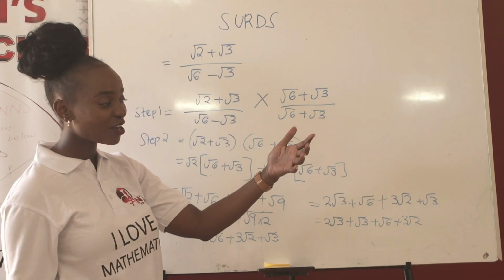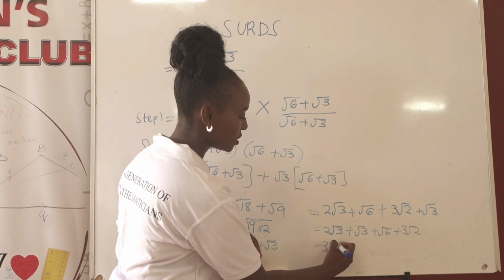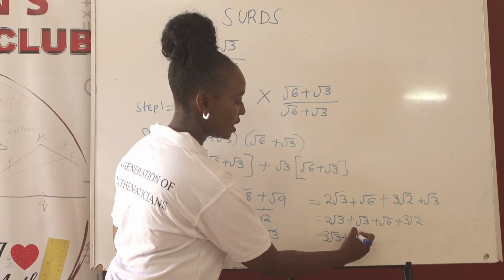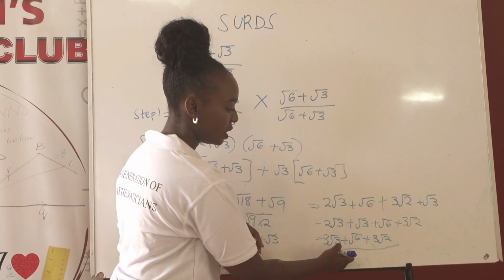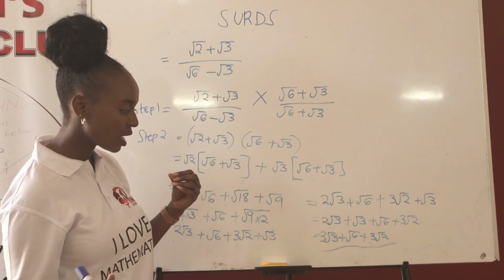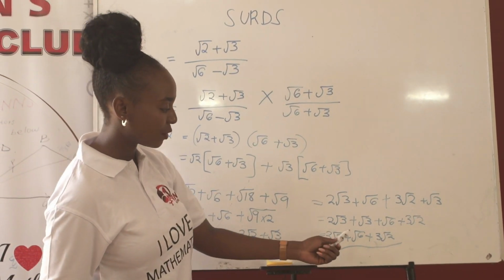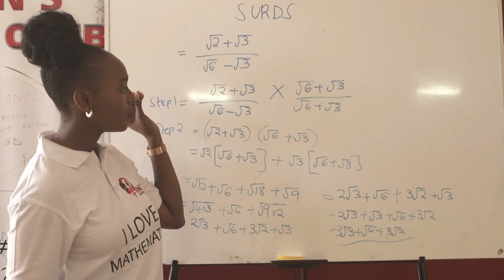Remember, we have an imaginary one when you're not given. That becomes 3 root 3 plus root 6 plus 3 root 2. So this becomes your answer. You can no longer add or subtract further because the values under the root sign are not the same. So basically, I hope this is very clear.